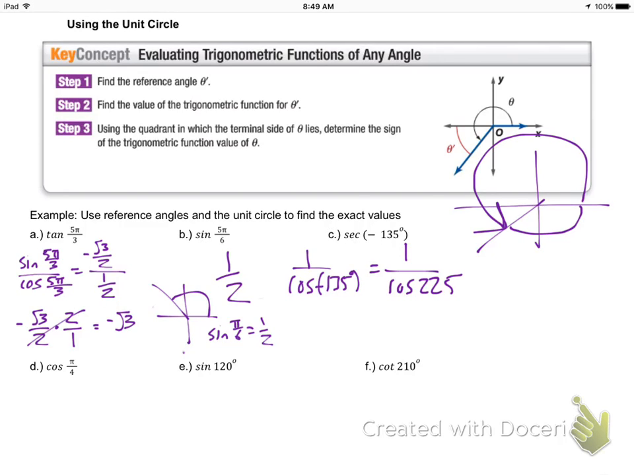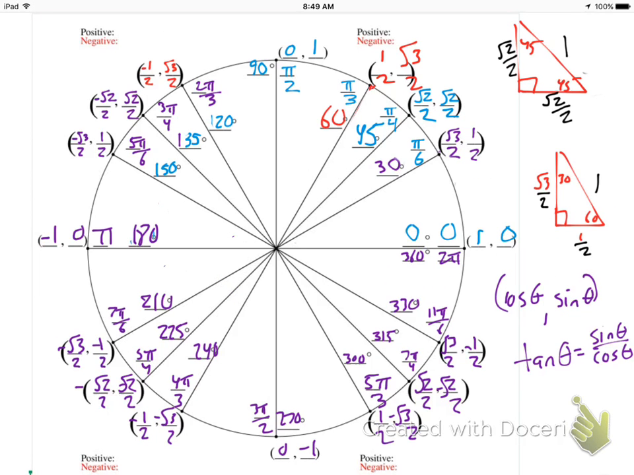Now, wait a minute. Is 225 on my unit circle? Yes. So I can now go to this and say, oh, cosine of 225, it's right there. Cosine is the x value, and it's negative, right? So negative square root of 2 over 2.